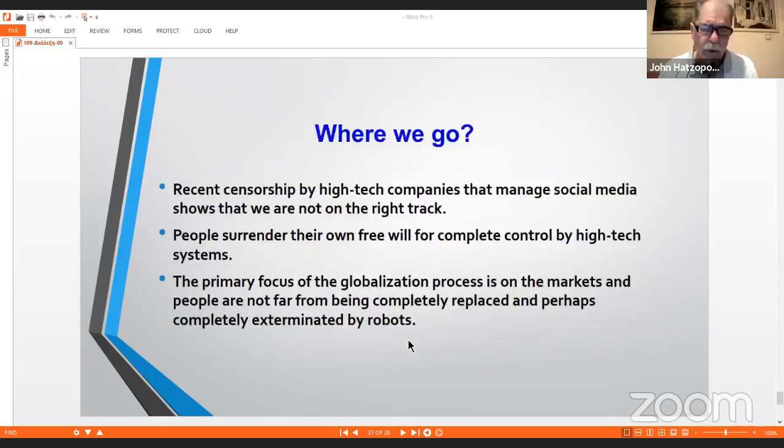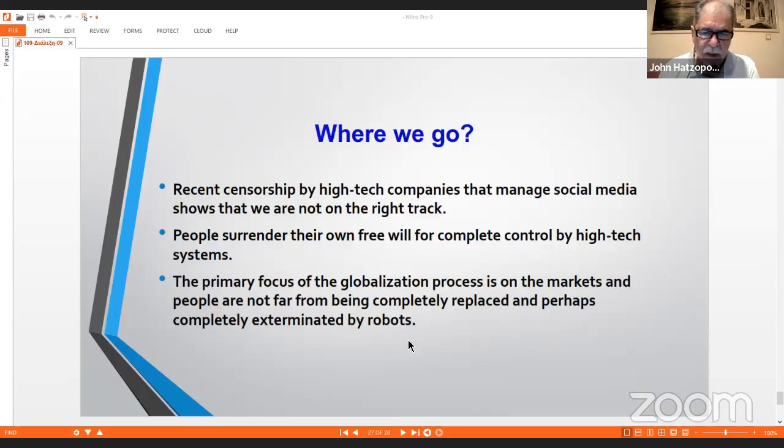Where do we go? Recent censorship by high-tech companies that manage social media shows that we are not on the right track. People surrender their own free will for complete control by high-tech systems. And we, unfortunately, are in this situation.